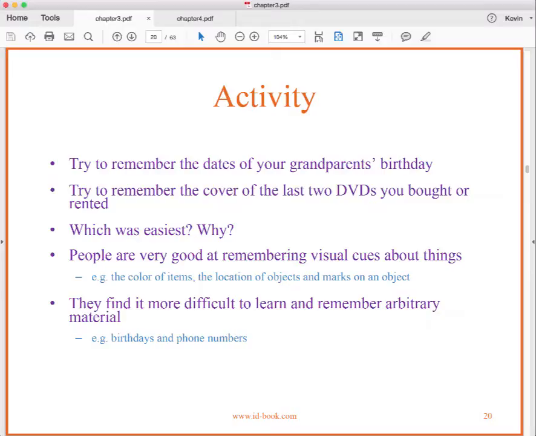Well, first of all, they're closer in time. So my grandparents have been deceased. Well, they were all deceased before I was born. So my grandparents' birthdays is historical information, whereas the covers of the last two DVDs that I bought is much more recent. And also, it's much more visual.